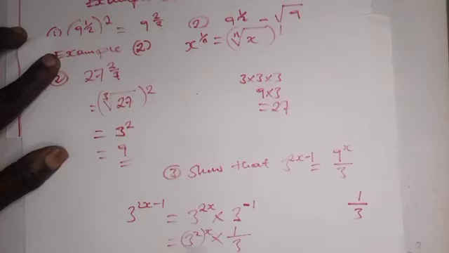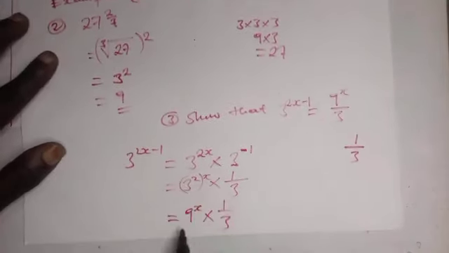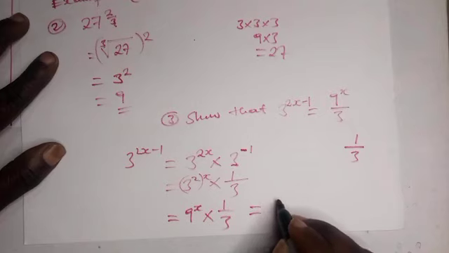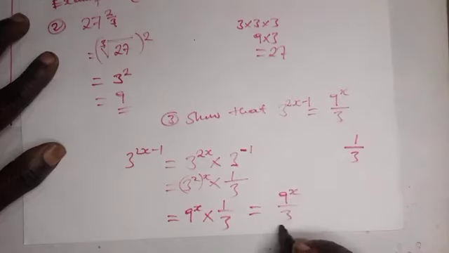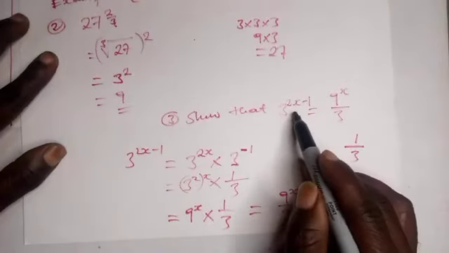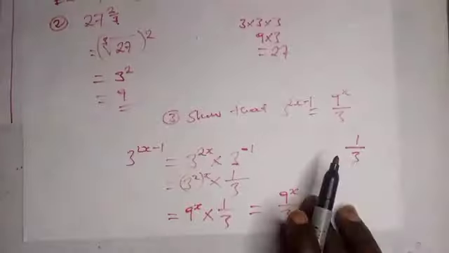So 9 power x multiplied by 1 over 3 will be equal to 9 power x over 3. So we have proven that this is equal to this expression here.